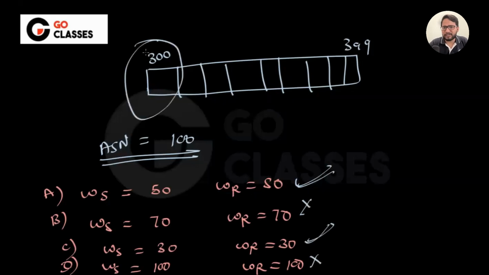Numbering can start from anywhere. Don't worry about this numbering. I'm just telling you the available total sequence number space. You have 100 distinct sequence numbers. Numbering you can start with 0, you can start with 1, you can start with 300, you can start with 500, you can start with 123, you can start with 33, you can start anywhere, right?